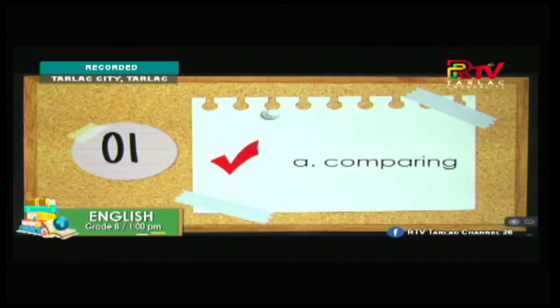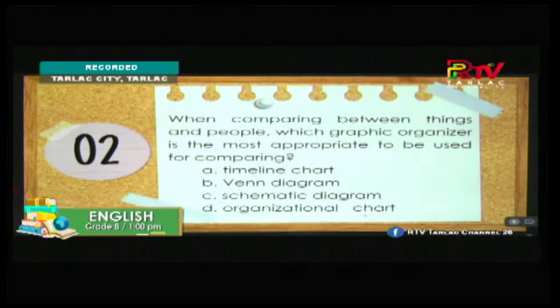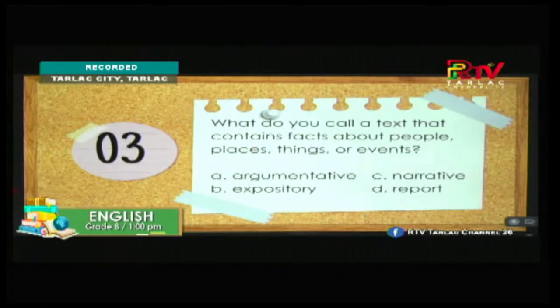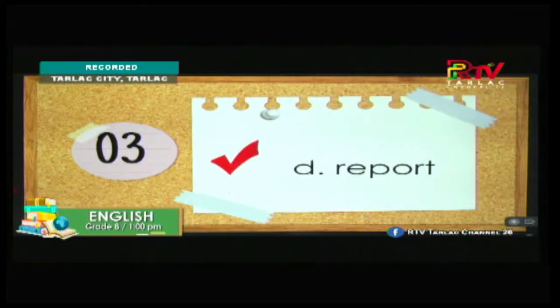Question number 2, when comparing between things and people, which graphic organizer is the most appropriate to be used for comparing? If your answer is letter B, Venn diagram, then you got it. Question number 3, what do you call a text that contains facts about people, places, things, or events? The correct answer is letter D, report.